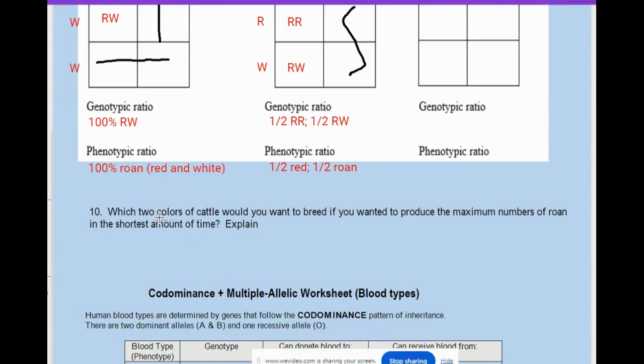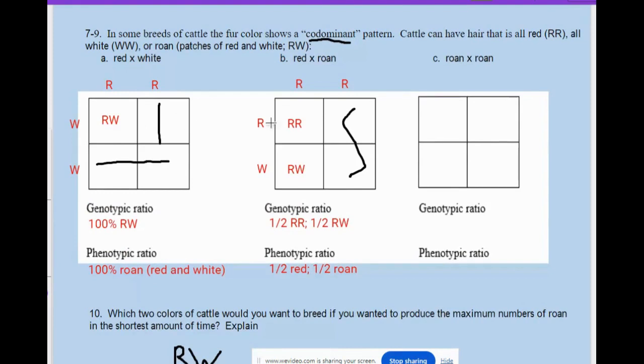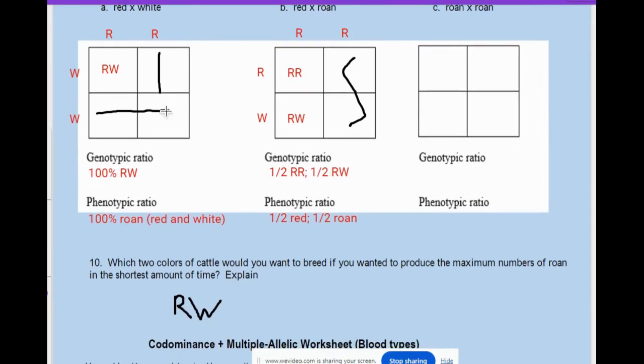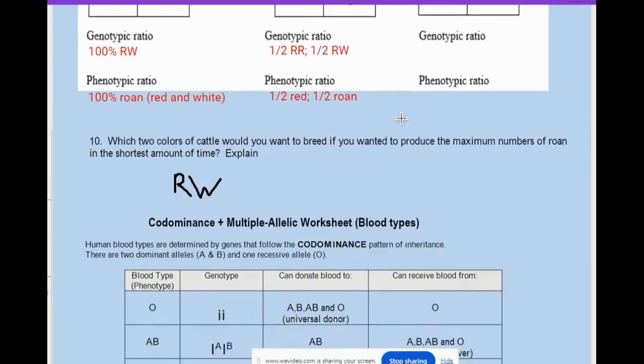It's asking, what 2 colors of cattle would you want to breed if you want to get the maximum number of roan? So you want the maximum number of this genotype, RW. And you're not going to cross 2 RWs, 2 roan cows. That'll only give you 50% roan. A little hint, if you look at one of the ones I did, you can get 100% roan. So look at one of these, and that's basically the answer to 10.